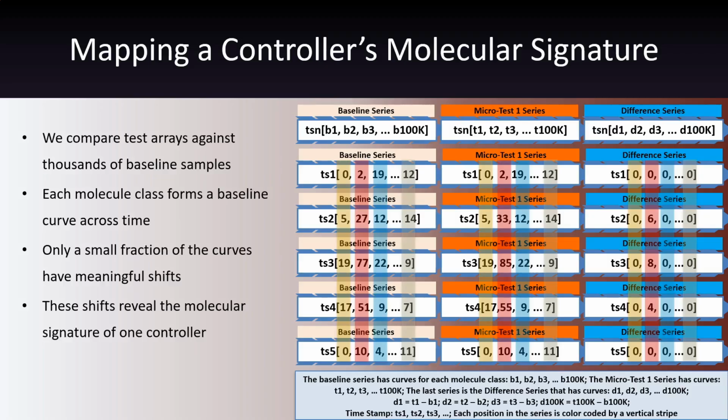In fact, most curves hardly move. Only a small fraction show consistent, meaningful changes. This same process is repeated across millions of microtests in the global pool. And from that enormous dataset, we uncover the precise pattern of molecular shifts this one controller can produce.